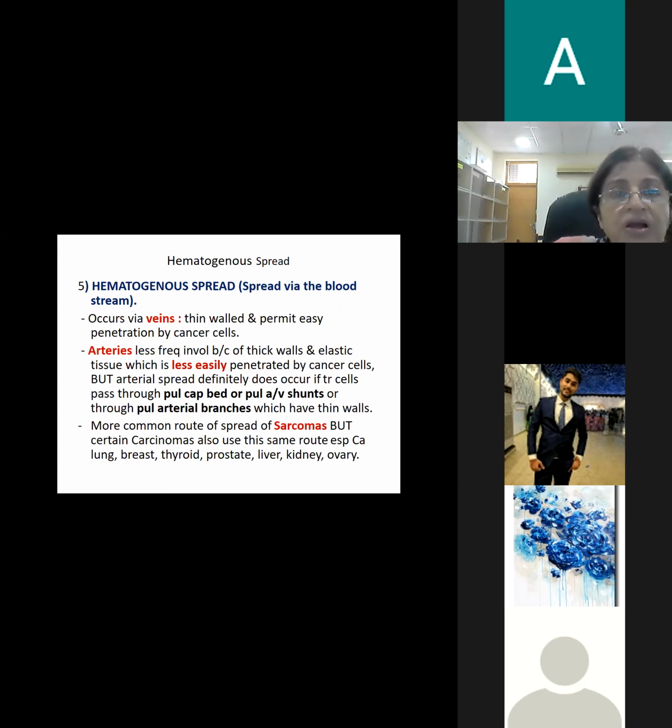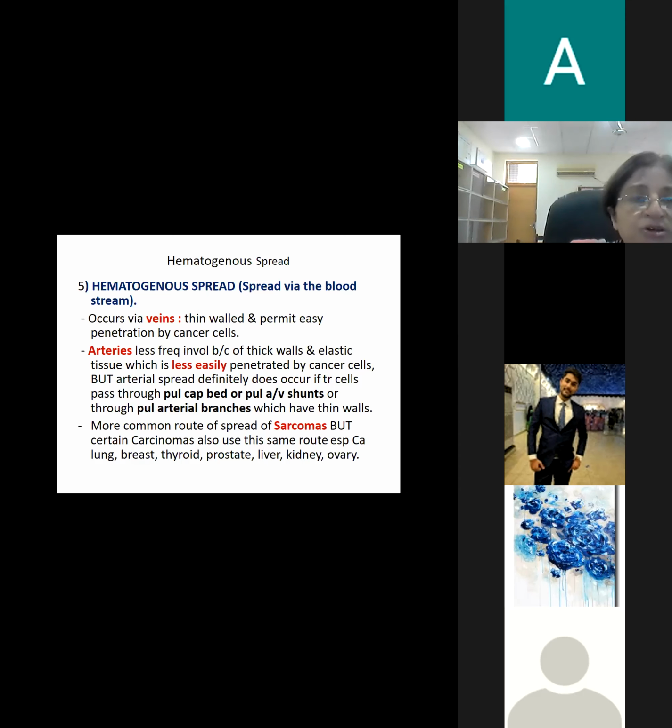Now, hematogenous spread is spread via the bloodstream. That is the fifth most common method of spread of cancer. And this usually occurs via the veins because they have thin walls which can easily permit the penetration by cancer cells. Arteries are less liable to get involved because they have thick muscular walls and elastic tissue, which is not easily penetrated by the malignant cells. But arterial spread definitely does occur.